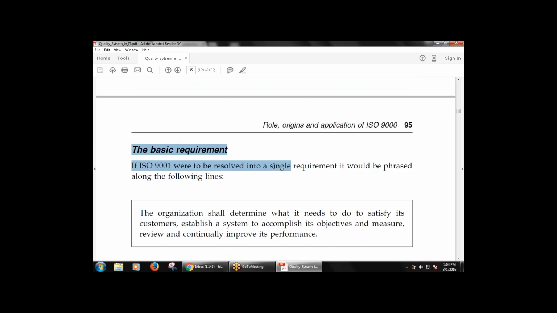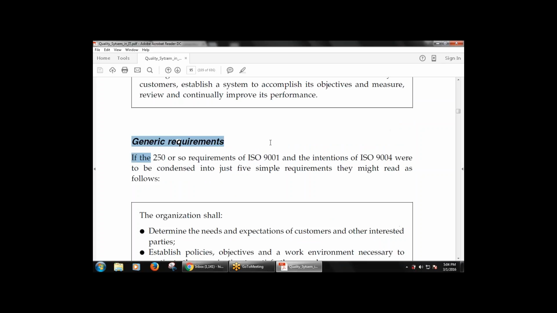Now, what are the basic requirements that should be resolved into a single requirement? It would be phrased along the following lines. That is a basic requirement that has been changed to a single requirement. Then there is a generic requirement. If the 250 or so requirements of ISO 9001 and the intention of 9004 were to be condensed into just 5 simple requirements, they might read as follows.